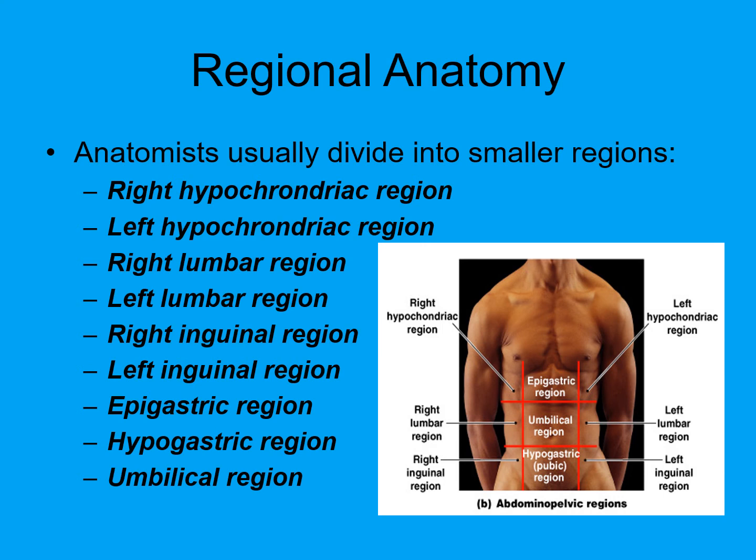We can divide it into even smaller regions than those quadrants. We can divide it into nine different regions. You have the right hypochondriac region, the epigastric region, the left hypochondriac region. You have the right lumbar region, the umbilical region, and the left lumbar region. And then the right inguinal region, the hypogastric or the pubic region, and then the left inguinal region.